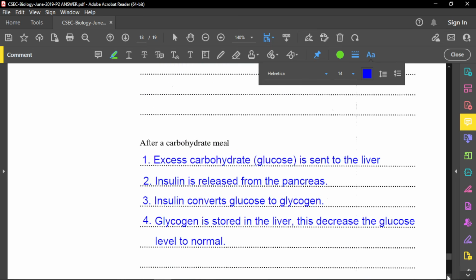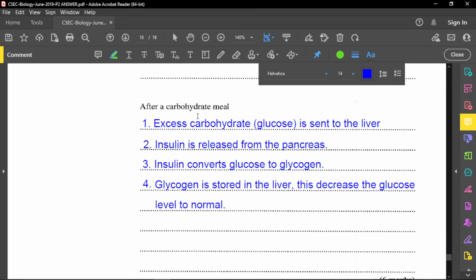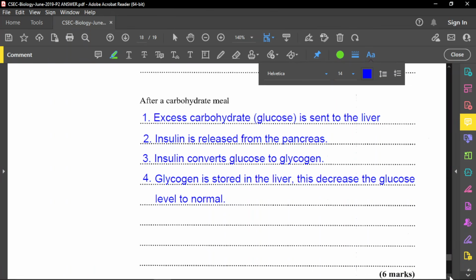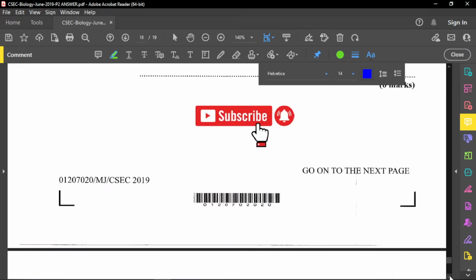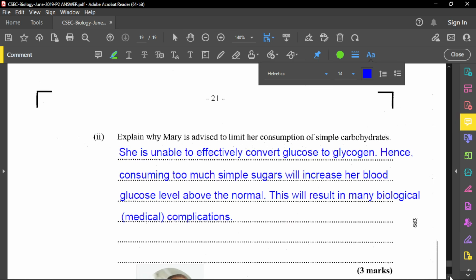However, now after a carbohydrate meal, what will happen here is that the excess carbohydrates, particularly glucose, is sent to the liver, and then insulin is released from the pancreas, and insulin converts glucose into glycogen, and glycogen is now stored in the liver, and this decreases the glucose level to normal. All right, and that's our 6 mark question, and we go on to the next section here.